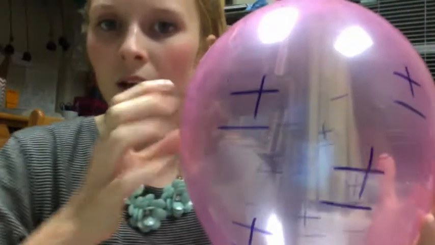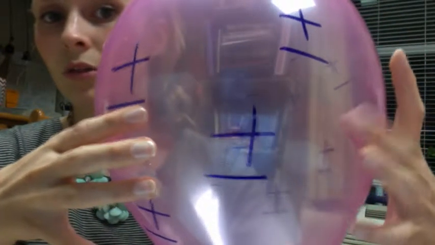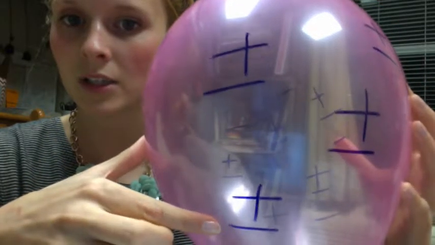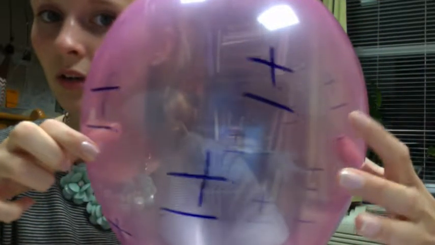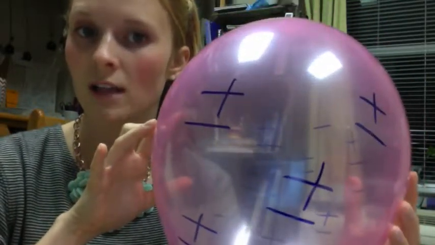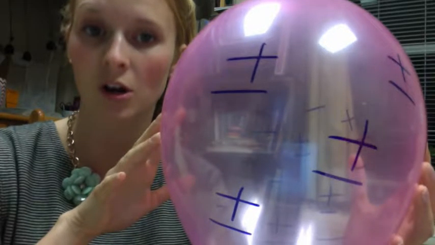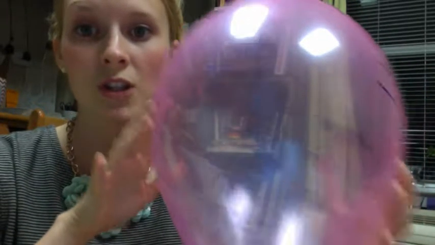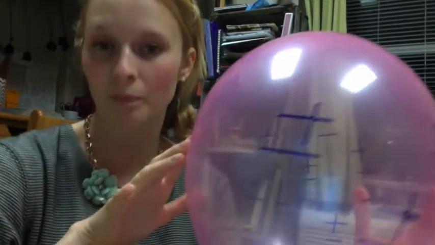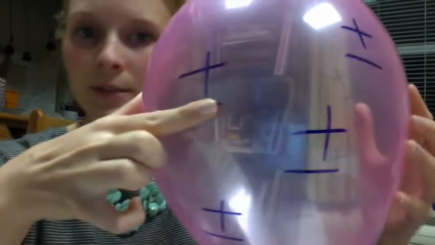Now count with me how many protons this balloon has. 1, 2, 3, 4. And how many electrons? 1, 2, 3, 4. So there are 4 protons and 4 electrons, and that means that there's the same number. There is an equal amount of protons and electrons. That means that this balloon does not have a charge. It is neither positive or negative. It is neutral.